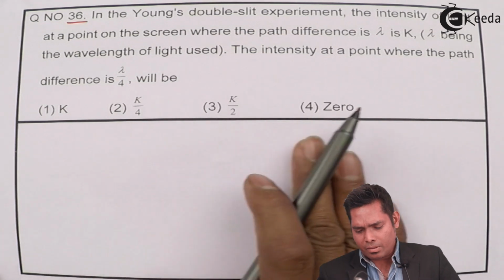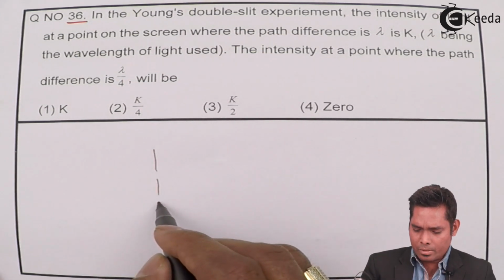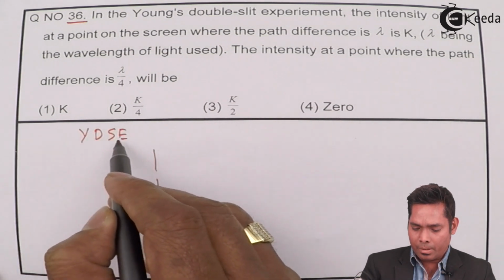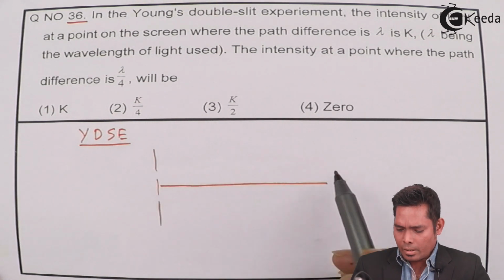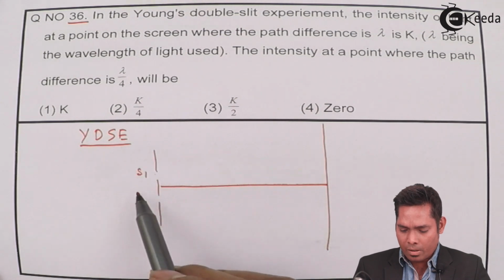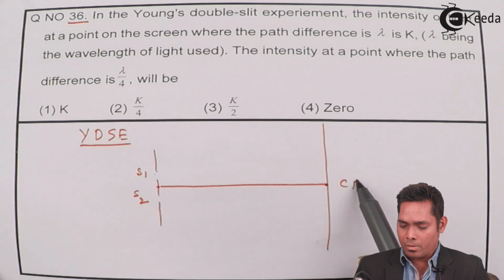The situation is very simple. It says that in a double slit experiment, YDSE experiment, this is the center and this is a line over here, this is the screen. S1 and S2 are the two sources. This is the center of the screen, this is the central bright fringe.